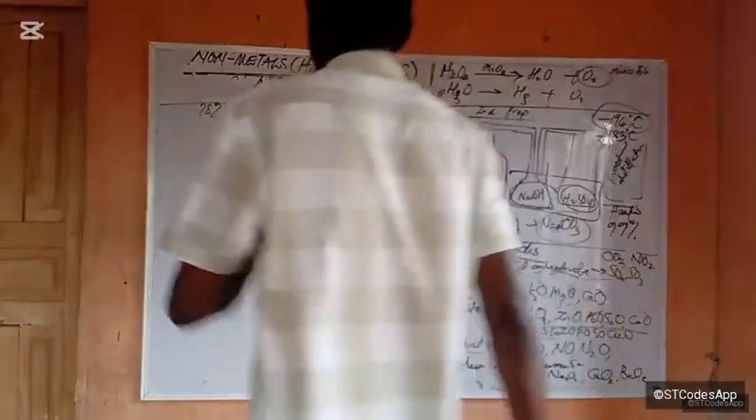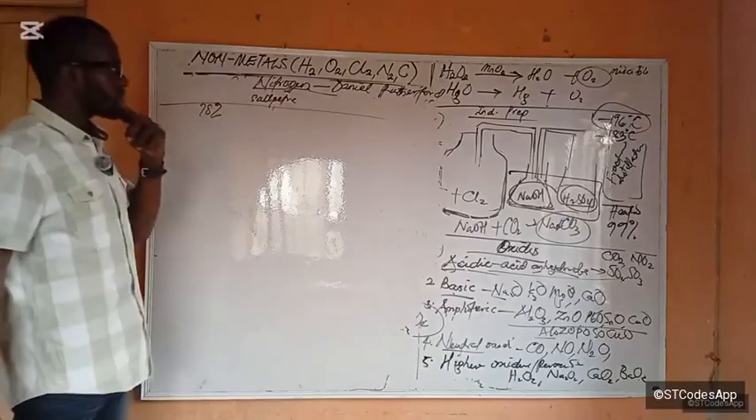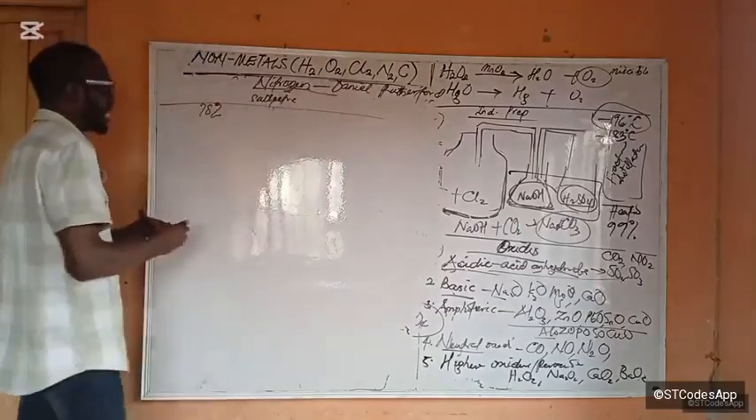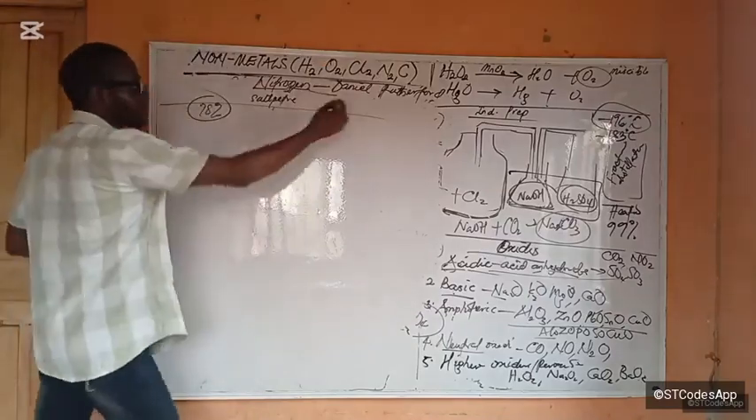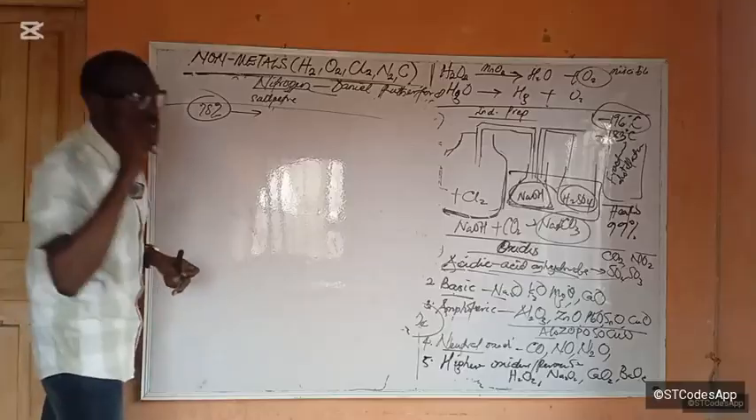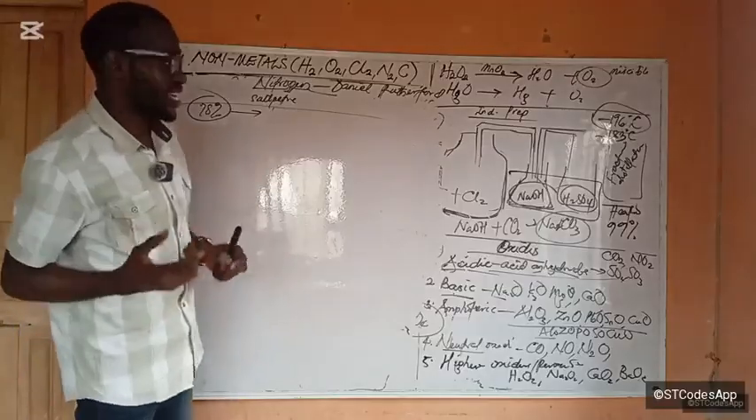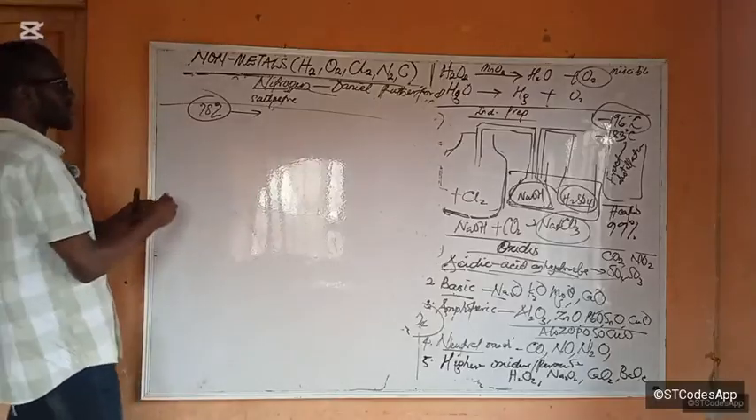Don't forget, nitrogen gas is the most abundant, 78%, and that's in the atmosphere. So it means we can prepare it from the atmosphere industrially. So I'm going to show you.